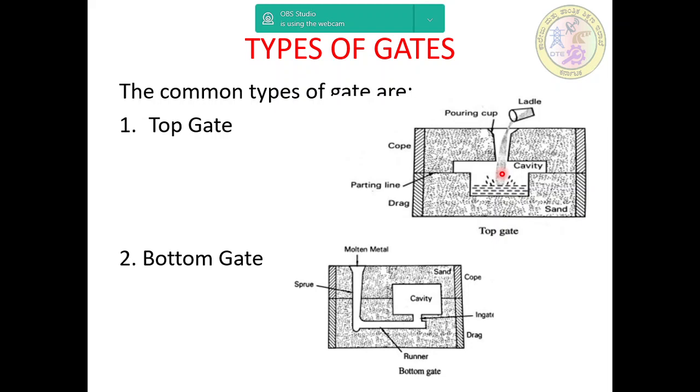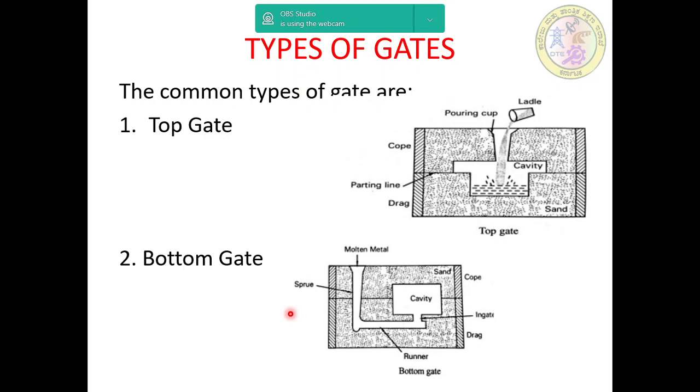Next we'll take bottom gate. As shown in the top gate, the molten metal directly enters the mold cavity, but here the molten metal will enter here. This is the pouring basin, and this is a sprue. After entering here, by the back end it enters the mold cavity. That's why it's called bottom gate. It will not directly enter the mold cavity.